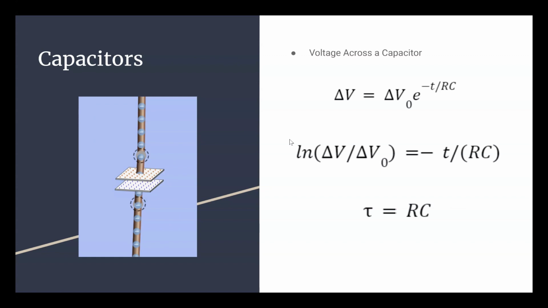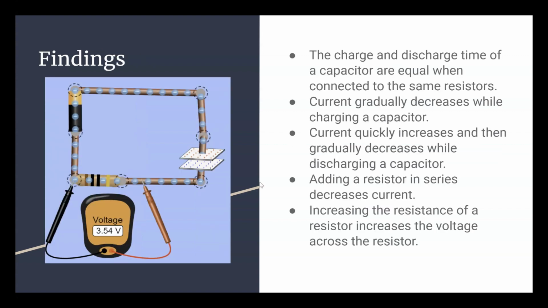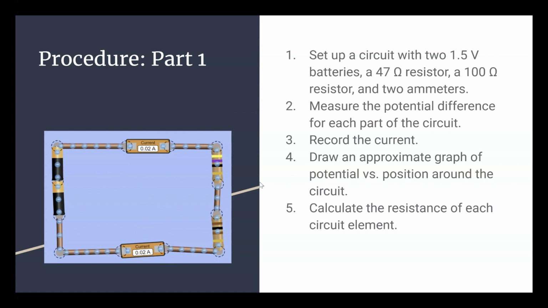The time constant, or R times C, of a capacitor basically gets across how long it takes to charge and discharge a capacitor. Just as a quick preview, in the experiment, we mainly determined that the charge and discharge times of a capacitor are equal when connected to the same resistors, and that current gradually decreases while charging and discharging the capacitor.